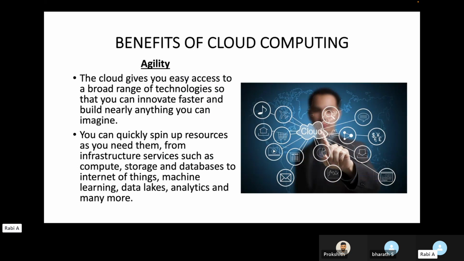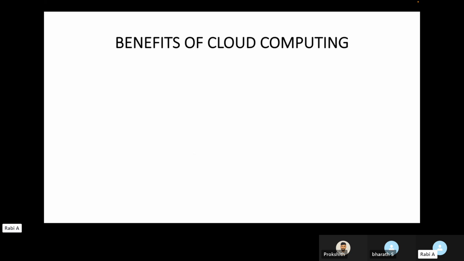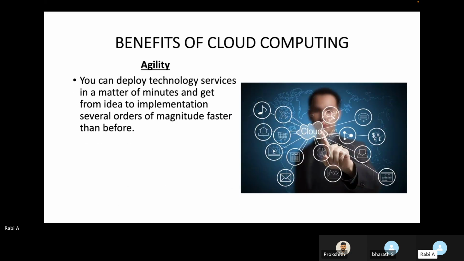So your cloud services provides the services in all of these things. You can deploy technology services in a matter of minutes and get from idea to implementation several orders of magnitude faster than before. Now, think of it like this.